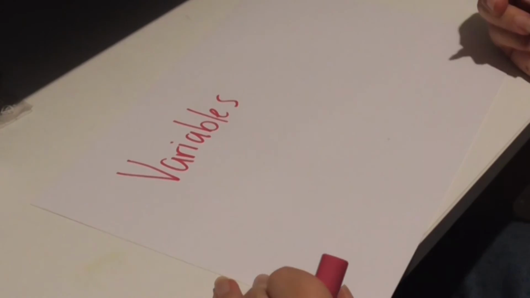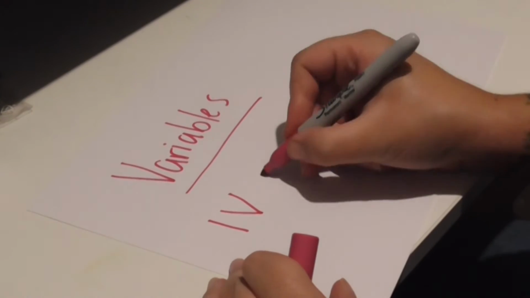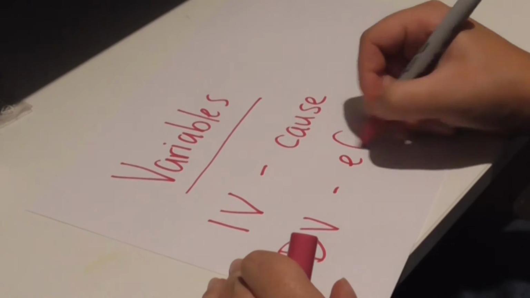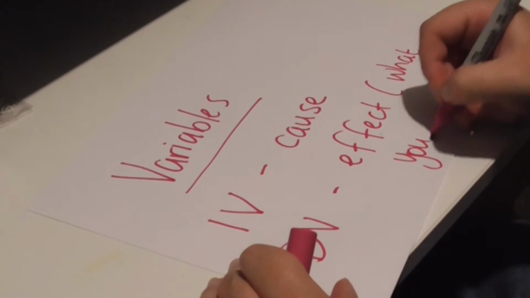Variables are anything that changes during your investigation. So first we have the independent variable. This is what we're going to say is the cause of any changes that we measure. The dependent variable is the effect. This is what we are measuring in the investigation.